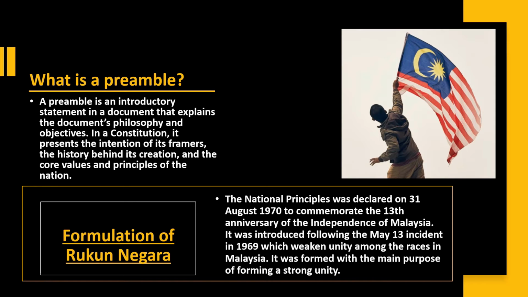The national principles were declared on 31st August 1970 to commemorate the 13th anniversary of the independence of Malaysia. It was introduced following the May 13 incident in 1969, which weakened unity among the races in Malaysia. It was formed with the main purpose of forming a strong unity.